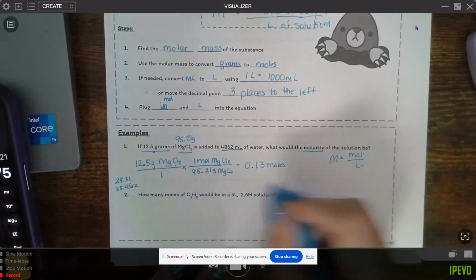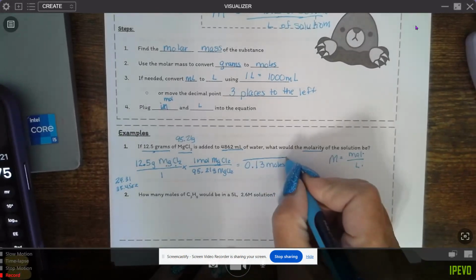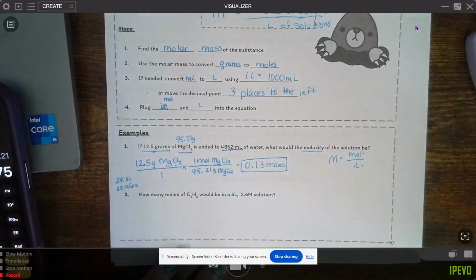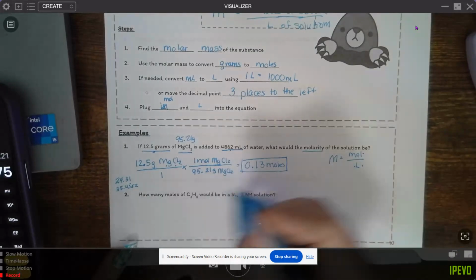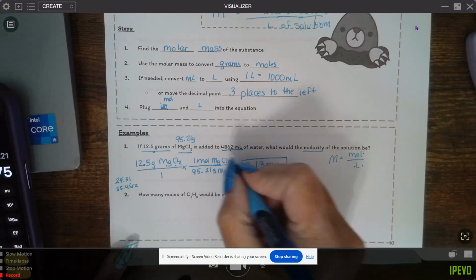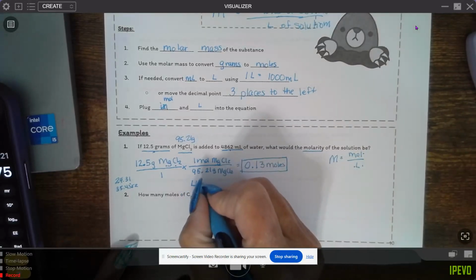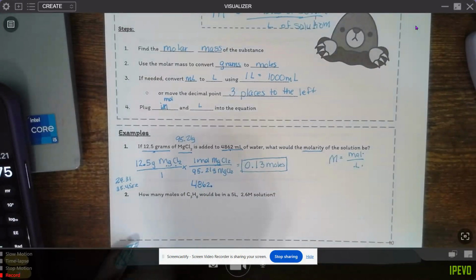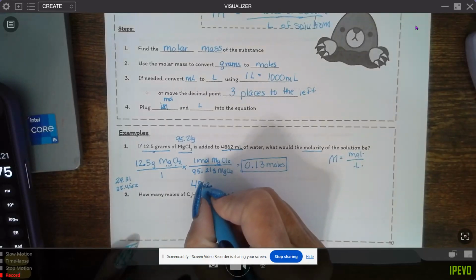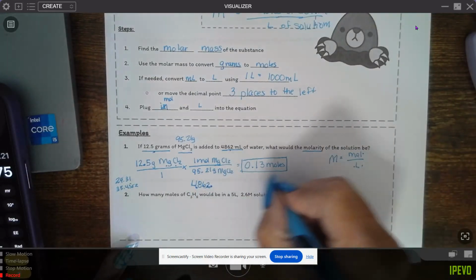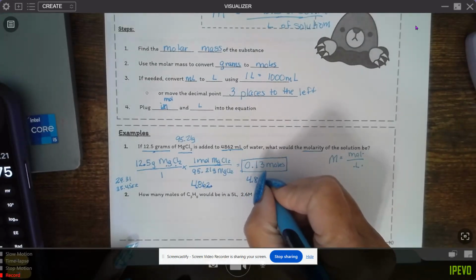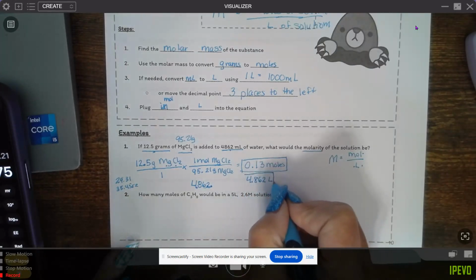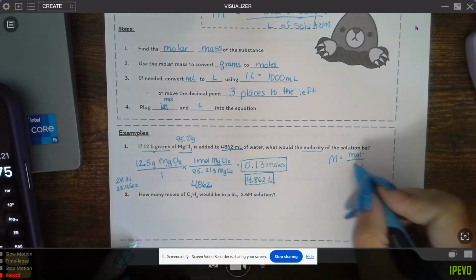Over here in my equation, I have moles. Now I need to find liters, and my problem gives me milliliters. So all I'm going to do is move the decimal. I have 4,862 milliliters. I'm going to move the decimal 3 places to the left. So 1, 2, 3. That gives me 4.862 liters. Now that I have both moles and liters, I can plug them into my equation.